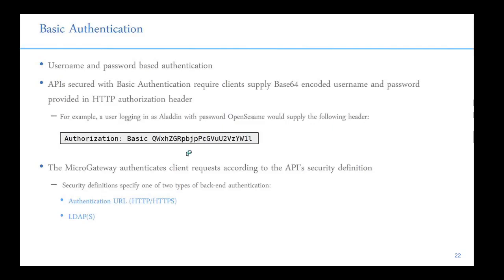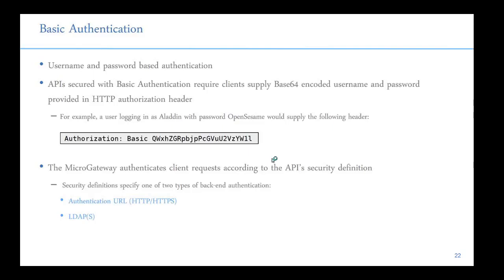So basically, once the micro gateway receives a request to an API that is supposed to be secured with basic auth, it looks, as prescribed in the security definition for the API, in the request headers for this authorization header. If it doesn't find it, it immediately fails. But if it does find it, it proceeds.